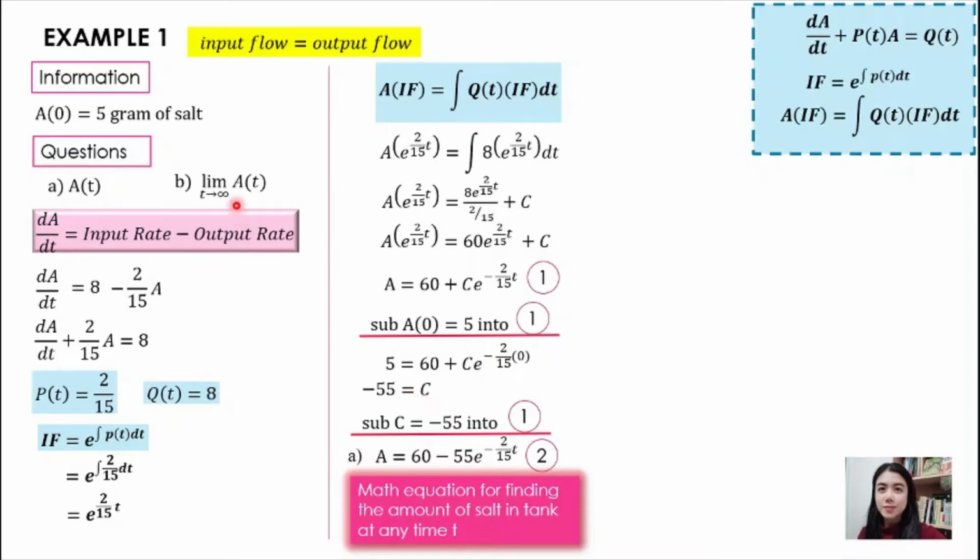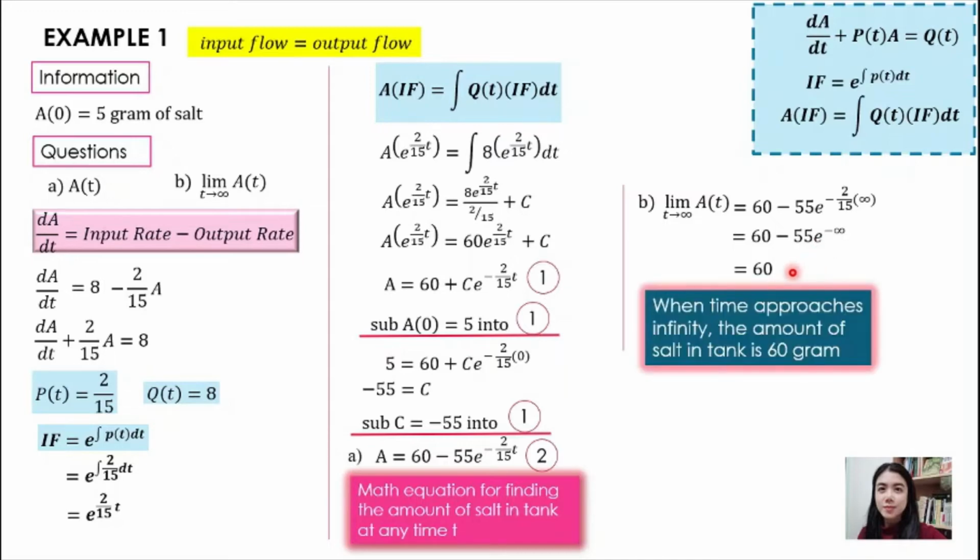Now let's go to the second question: find the limit when the time approaches infinity. What you have to do is take equation number 2, and the time here you have to change to infinity. So you have negative 2 over 15 multiplied by infinity, which gives you negative infinity. And e to the power of negative infinity is actually 0. So 55 multiplied by 0 will give you 0, and 60 minus 0 will give you 60. This actually means that when the time approaches infinity, the amount of salt in the tank is 60 grams.